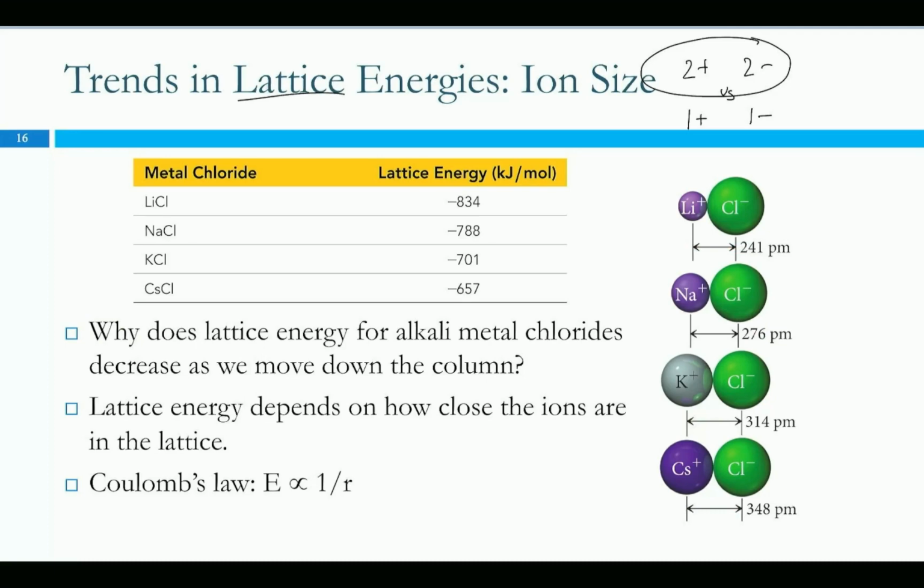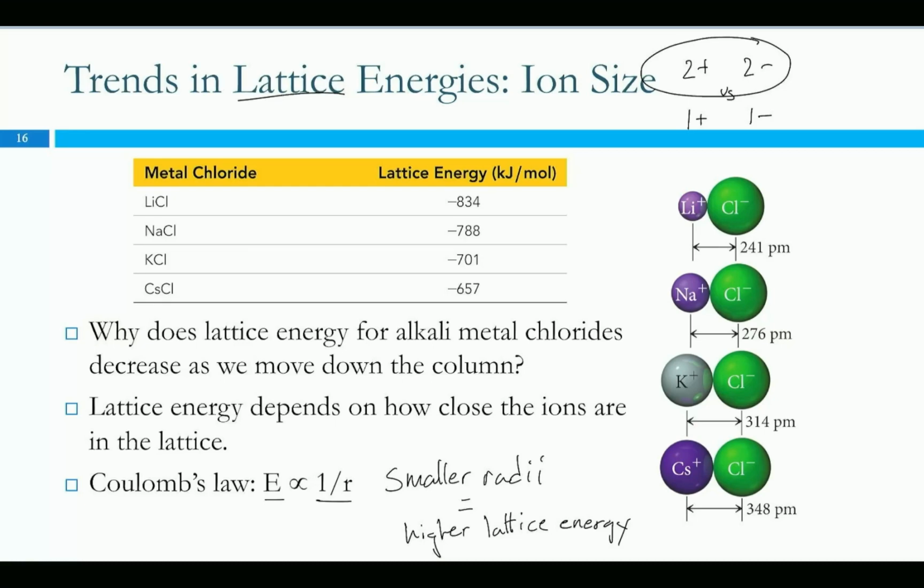So this is Coulomb's law. The energy is proportional to 1 over the radius. So smaller radius, or smaller radii, equals higher lattice energy. Because really R here is the distance between the nuclei of the two atoms. Gives more energy. Releases more energy as heat.